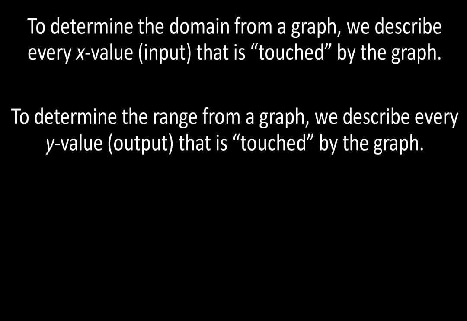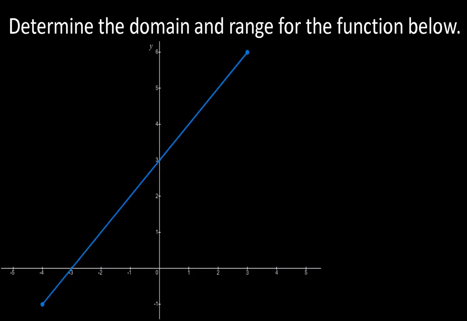To determine the range from a graph, we will describe every y value or output that is touched by the graph. In other words, if our graph touches a y value, then that y value should be included in the range. Another way to look at the range from a graph is to describe every height that our graph touches, because y values are just heights anyway. So let's see if we can describe the domain and range by looking at a few graphs. Let's determine the domain and the range for the graph of the function below.